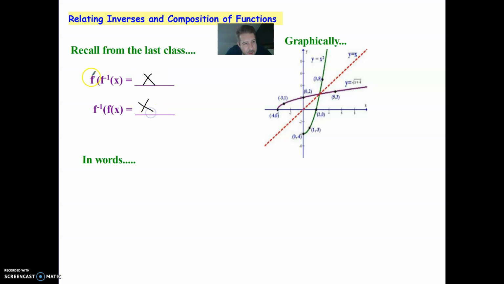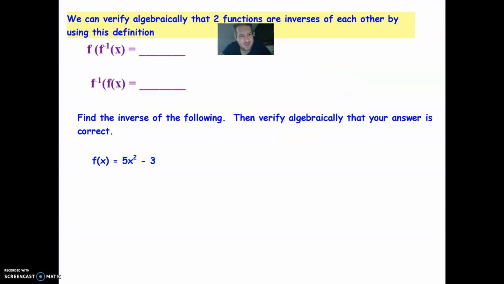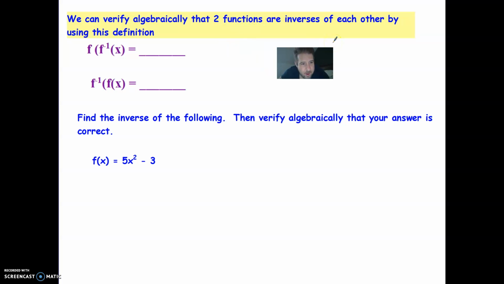So f of the inverse of x is always going to be equal to x, or whatever you put in for the input, and the inverse f inverse of f of x is always going to also equal x. So it works both ways. No matter what input you put into one, and you take that output and put into the other one as the input, you're going to get the same output as you started with the input. If you can follow all that in words, that's basically what it means. We can verify algebraically that two functions are inverses of each other by using this definition.